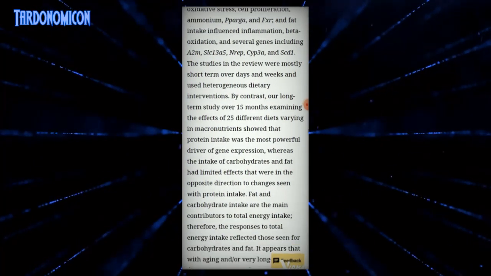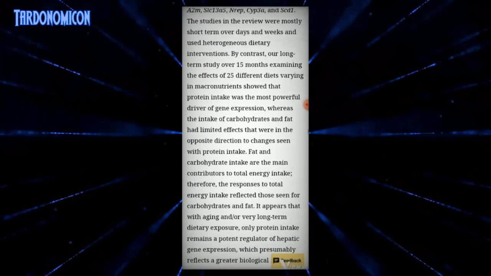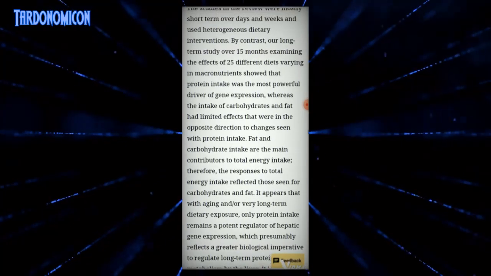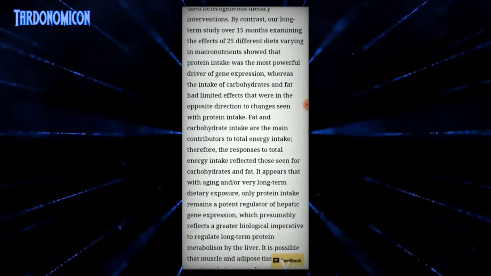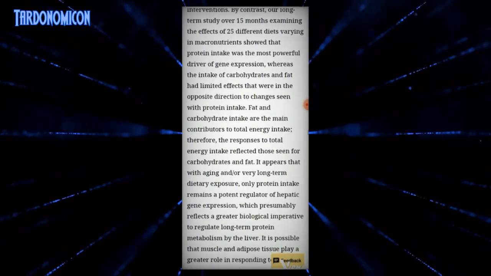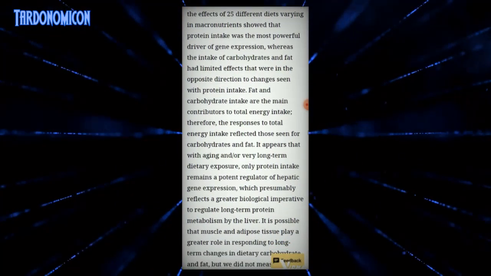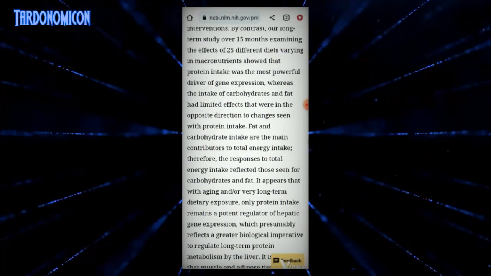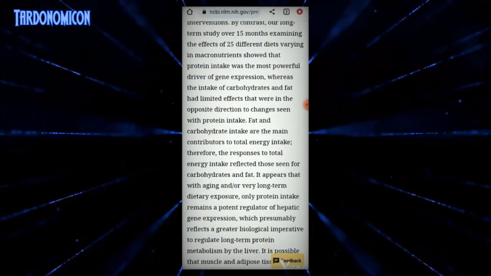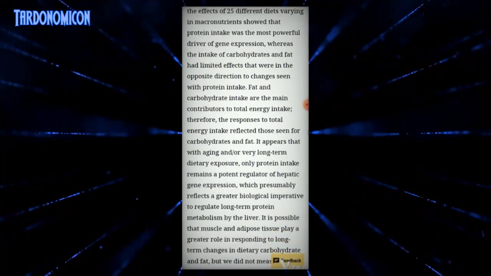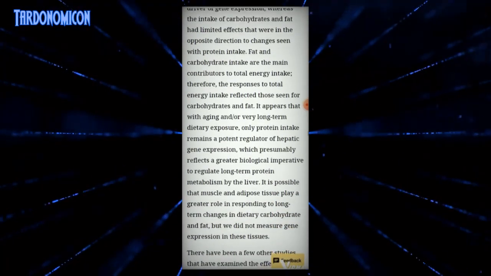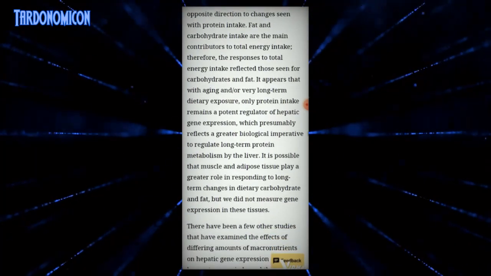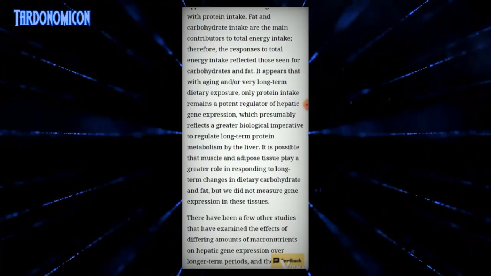Okay, by contrast, our long-term study over 15 months examining the effects of 25 different diets varying in macronutrients showed that protein intake was the most important driver of gene expression, whereas the intake of carbohydrates and fat had limited effects that were in the opposite direction. So taking in high amounts of protein is the most important factor. Fat and carbohydrate intake are the main contributors to total energy intake. Therefore, the responses to total energy intake reflected those seen for carbohydrate and fat.